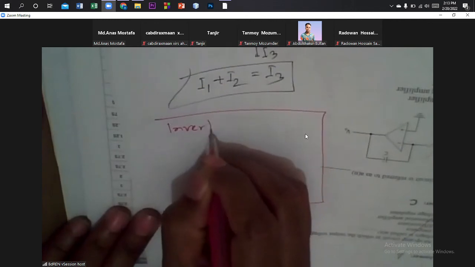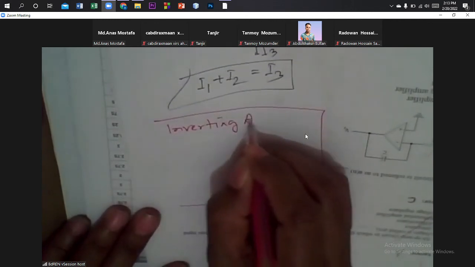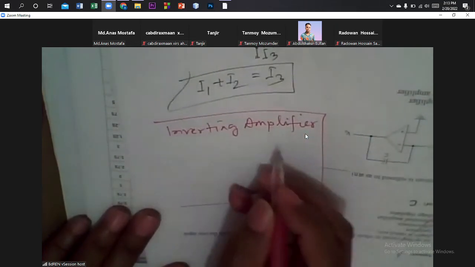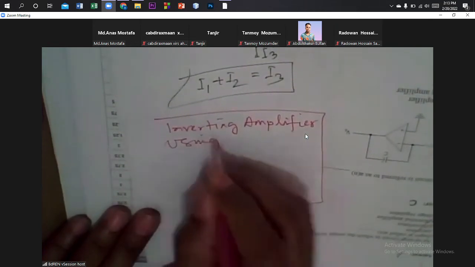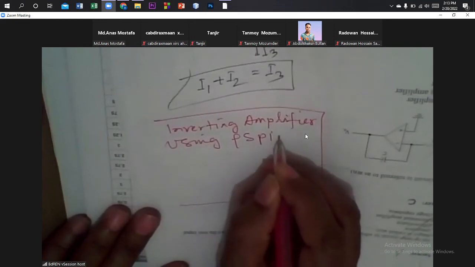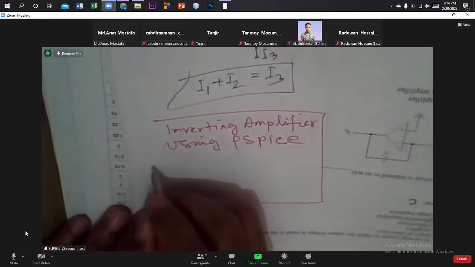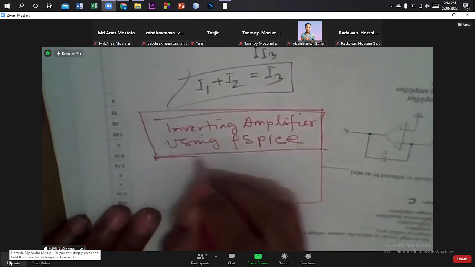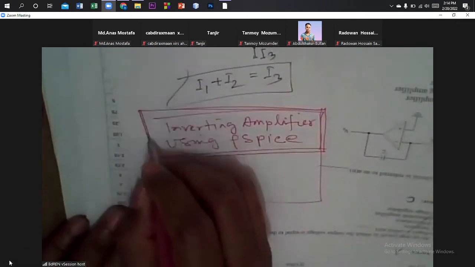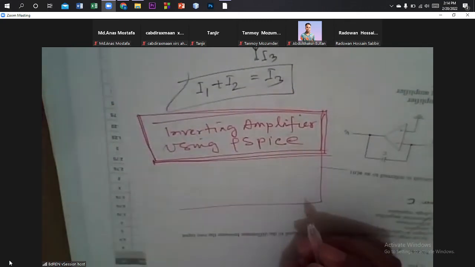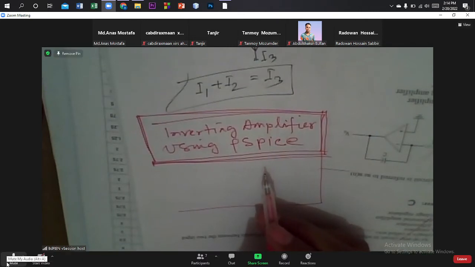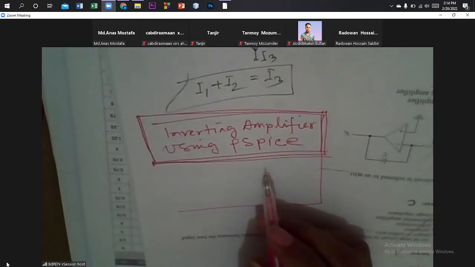Inverting amplifier. For this we will take the exam for practical using PSpice. You will do it in PSpice and show me. I was waiting for you only because of this. We shall give you the next class tomorrow. There will be no class, okay? So we have to take the exam.